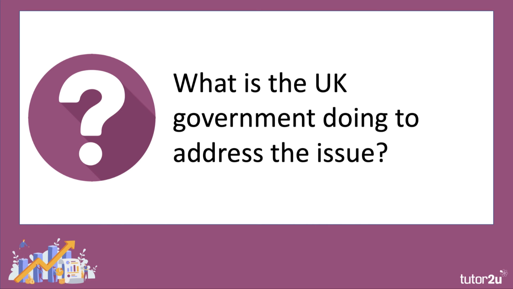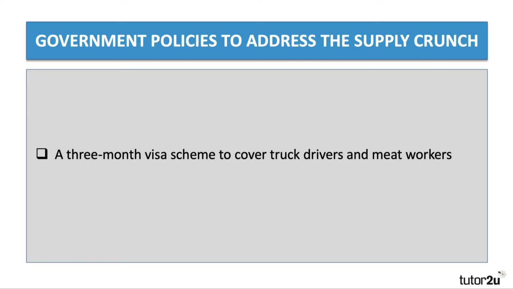So what's the UK government doing to address the supply crunch issue? Well, the initial policy changes have been fairly modest, perhaps not necessarily sufficient. They've introduced a 3-month visa scheme to cover truck drivers from the EU and are trying to encourage people to come and work in the meat sector.